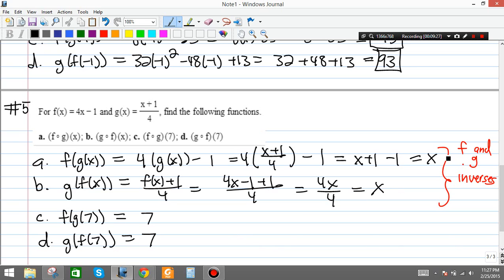And the other remark is that if f of g of x is x, then the other one, g of f, also has to be x. I hope it helps.